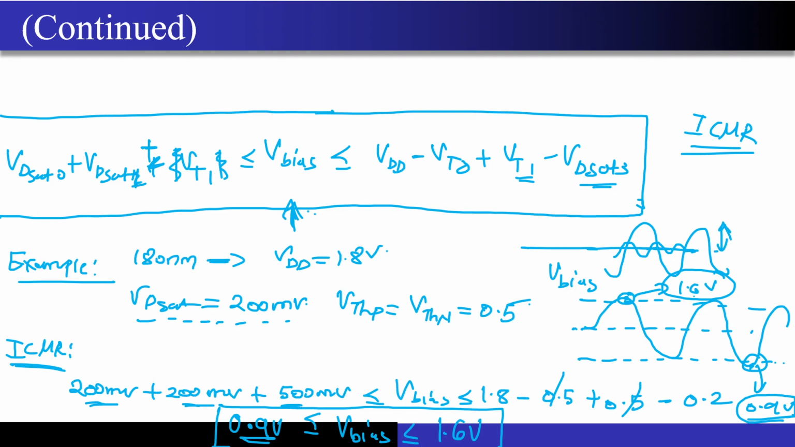That upper point should be at 1.6 max to max. The lower point should be at 0.9 volts. Only then you can ensure that your circuit will amplify the signal properly. Is it clear now what this ICMR is, or is some doubt still there? Any doubts? Is everything clear about ICMR and OCMR, the input common mode range and output common mode range?